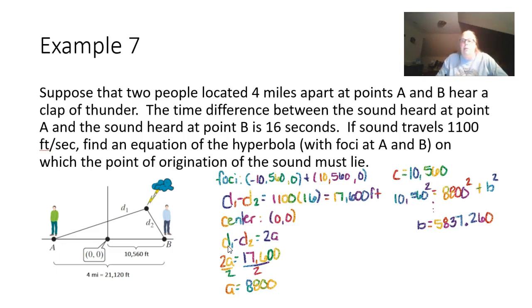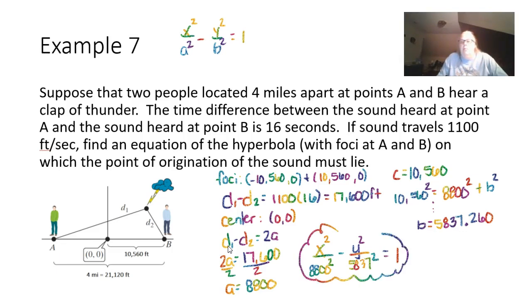Actually, we have enough to write our equation because remember, the equation of the hyperbola is going to be x squared over a squared minus y squared over b squared is equal to 1. We've got our center at 0, 0, so we know we're going to have x squared and y squared. We now have an a and a b. So x squared divided by 8,800 squared minus y squared divided by 5,837 squared is equal to 1. I'm just going to leave them like that because those numbers squared are going to be pretty long. So there's the equation for our hyperbola.